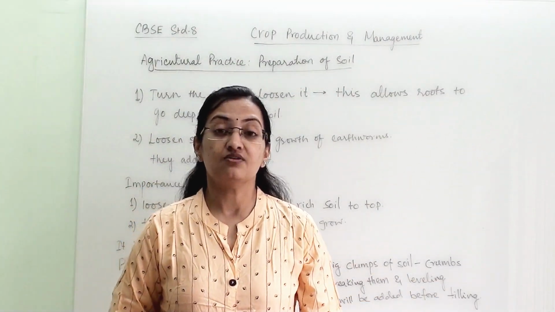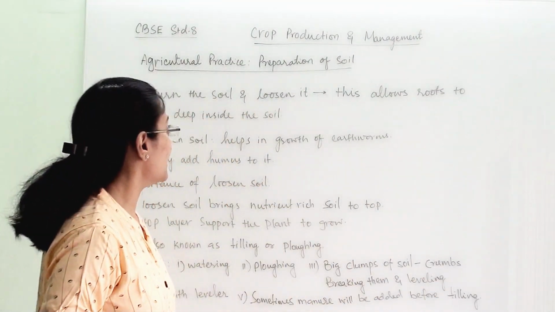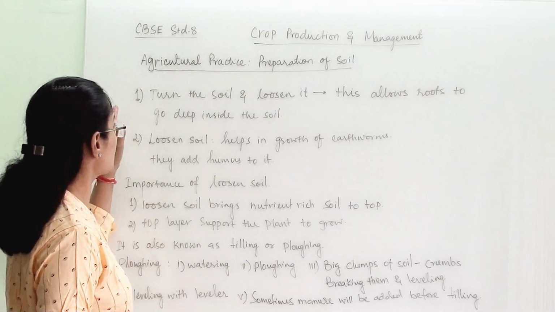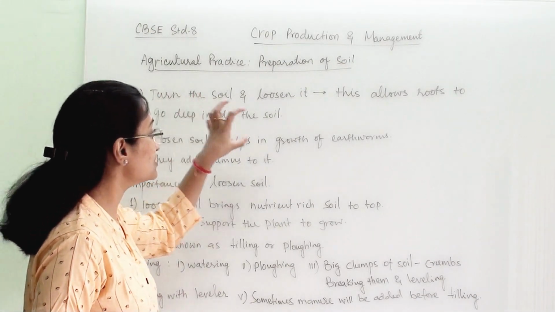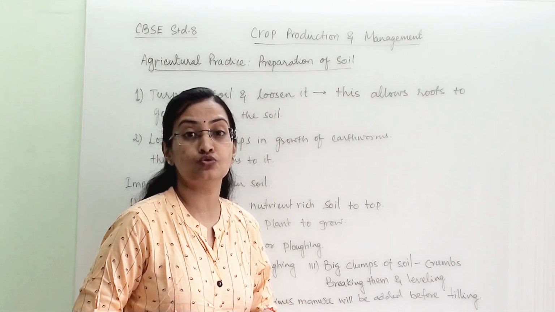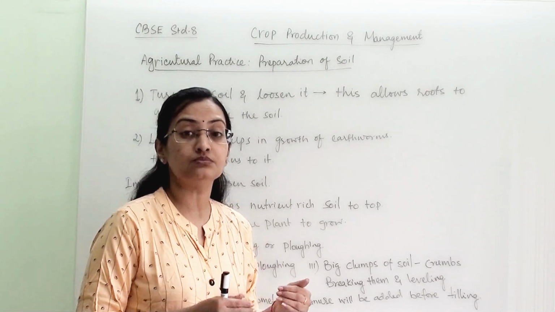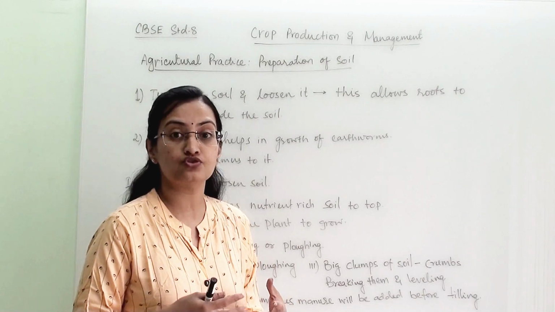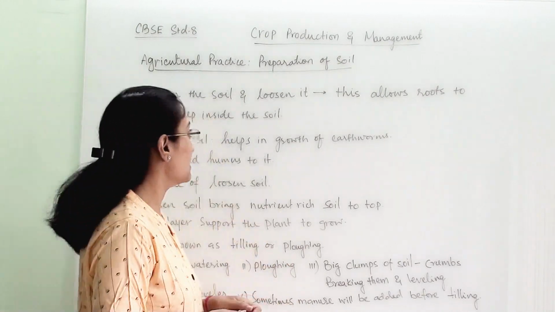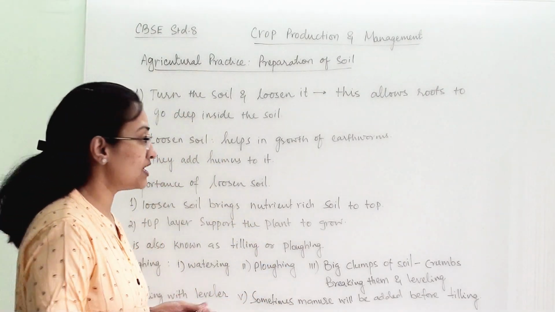Now let us discuss our first agricultural practice, and that is preparation of soil. So first, turn the soil and loosen it. This is also known as ploughing or tilling, and we also term this practice as loosening up the soil or ploughing of the soil. So why do we need to do that?